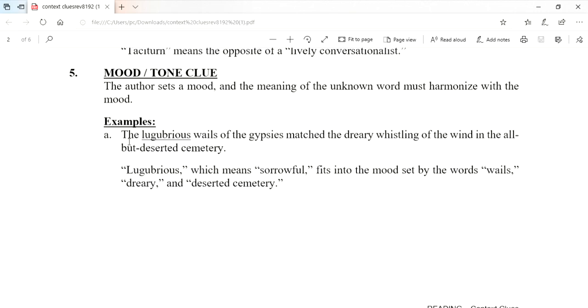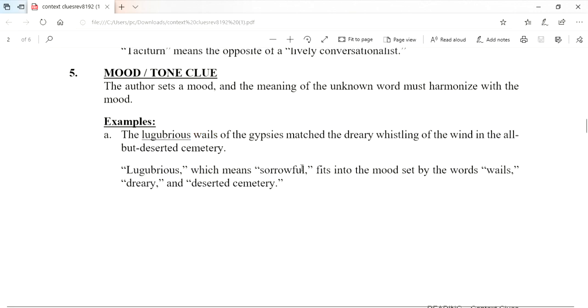The lugubrious wails of the gypsies match the dreary whistling of the wind in the all but deserted cemetery. So let's look at what lugubrious means based on the clue we have here, the mood of the person. Lugubrious means sorrowful. They're talking about the wails of the gypsies at the cemetery. So wail is telling us the people are crying. So if they are crying, we should know it's going to be about sorrow.